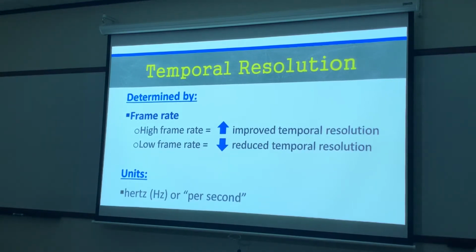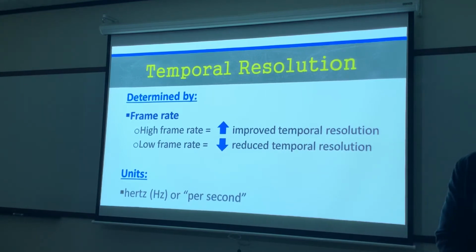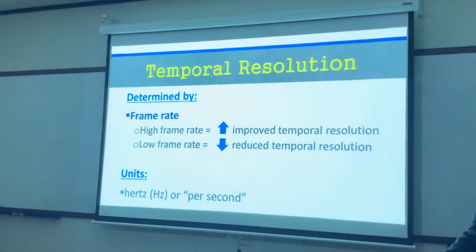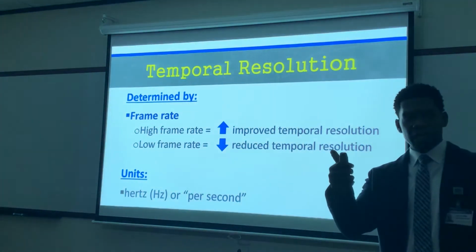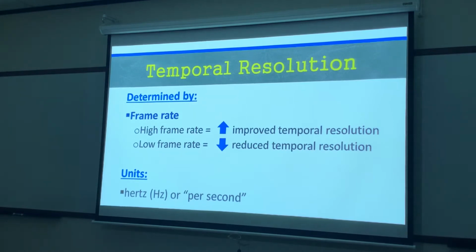The reason we have to talk about frame rate so much is because temporal resolution is determined by the frame rate. So if we have a high frame rate, then we have high temporal resolution, and vice versa. If our frame rates are low, we have low temporal resolution. That's a direct relationship, right? Temporal resolution also has units of hertz.